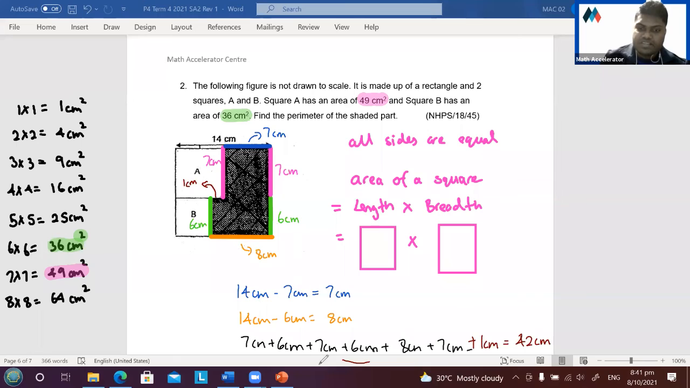The two sixes are here. Okay, then let's move on to the next question.